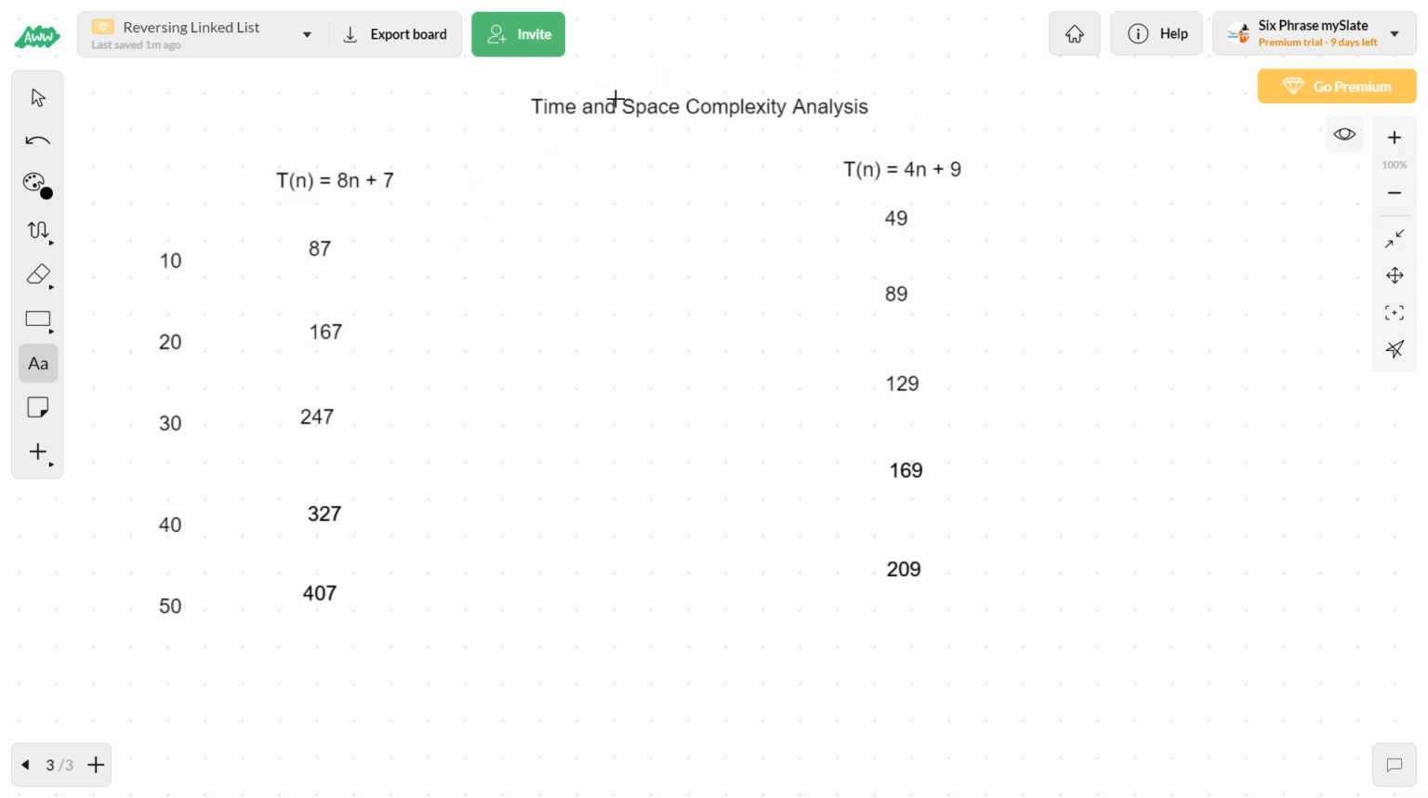Even though both are linear time complexity, both are order of n, with the help of the polynomial equation we are able to clearly say that the second method is much better than the first method in terms of time complexity.